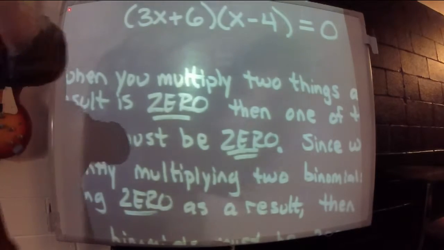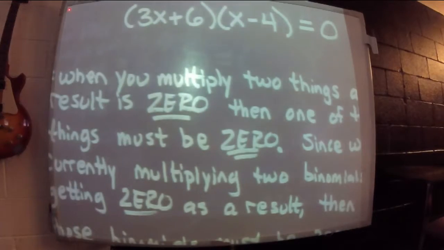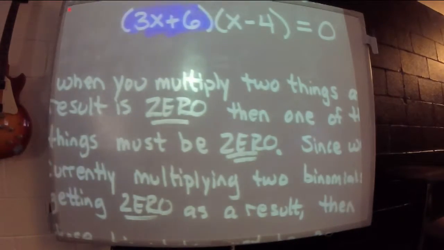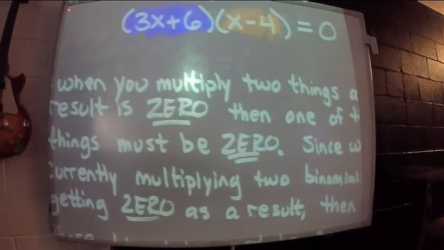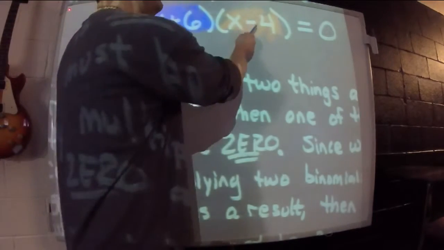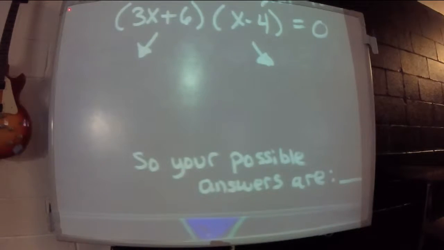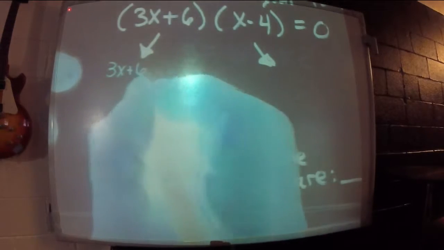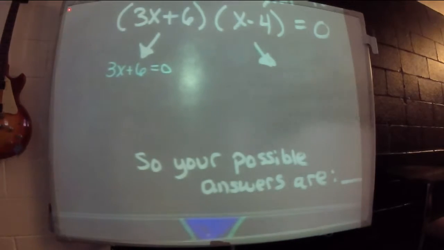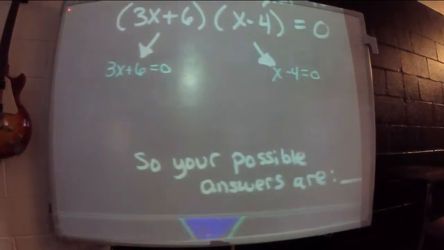Instead of multiplying two things, though, those things are this binomial and that binomial. It's still just two things. It's this thing times that thing. So if I multiply this thing times that thing and get 0, either this one is 0 or that's 0. So this is just that concept we talked about yesterday. So you set them each equal to 0. So then over here, set 3x plus 6 equals 0. Maybe that's what's getting me the 0. Or maybe it's x minus 4. So you set x minus 4 equal to 0. So you make these two little mini equations.